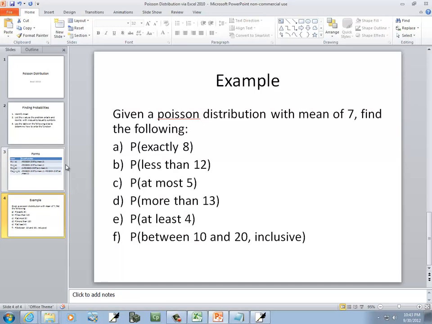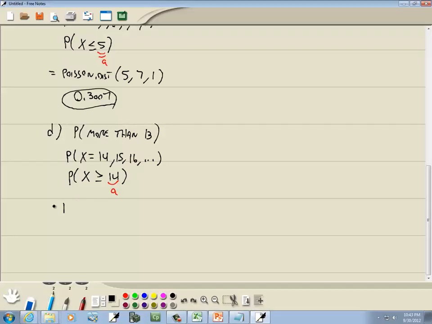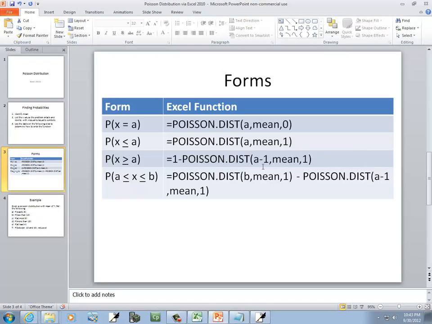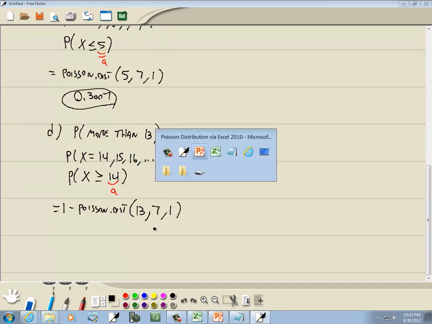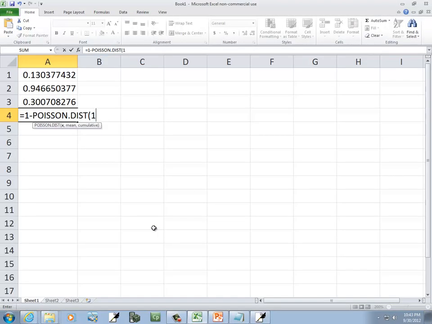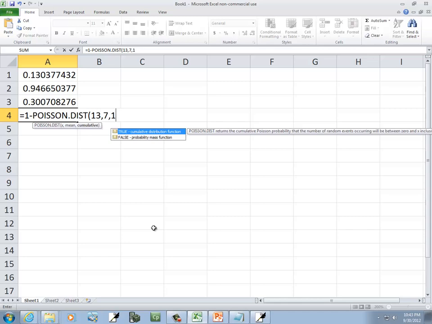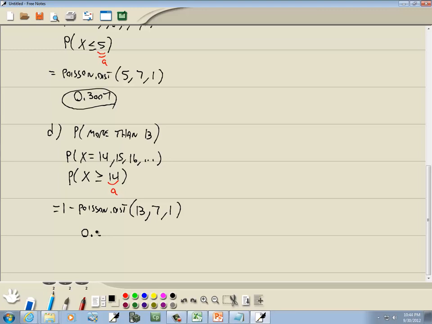So let's go look it up in our table. X is greater than or equal to a is the third form, and it says that we're going to rewrite that as equals 1 minus Poisson distribution, a minus 1. Well, a was 14. 14 minus 1 gives us 13, comma the mean, comma 1. So that's how we'll put it into Excel. So we got equals 1 minus Poisson distribution, 13, 7, 1, with commas between them, of course, and closing parentheses at the end. And that gives us our probability, which would be 0.0128, and that's our answer.